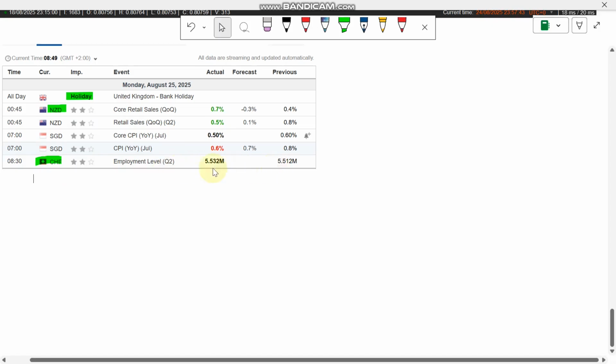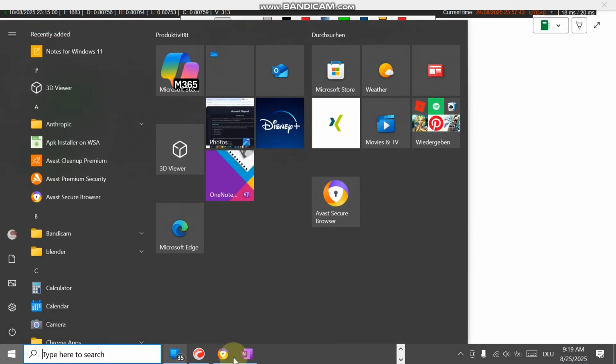Swiss franc is also green, but the price between of employment level is getting higher. So New Zealand and Swiss franc, it's been plotting from this morning. They give the news, announce it already, and let's go back to the chart.